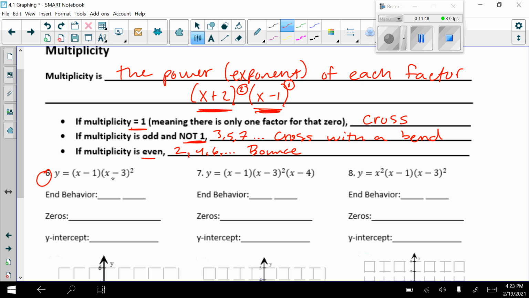I have x minus 1 times x minus 3 squared. All right, well, again, I'm going to start the same way I started the other one. I need to find the sign of the leading coefficient, and I need the degree in order to get the end behavior. So the leading coefficient.